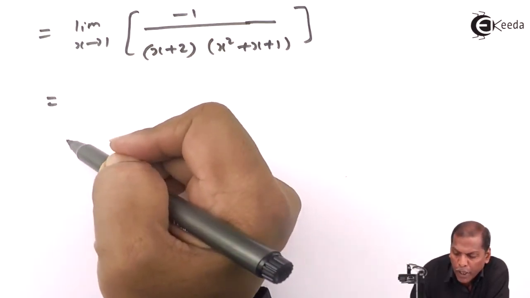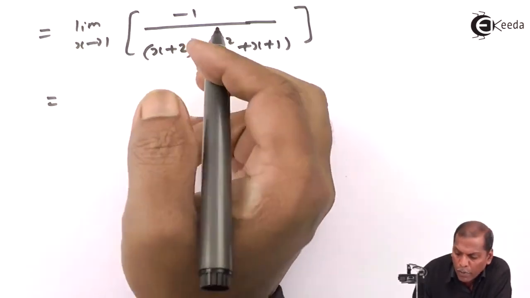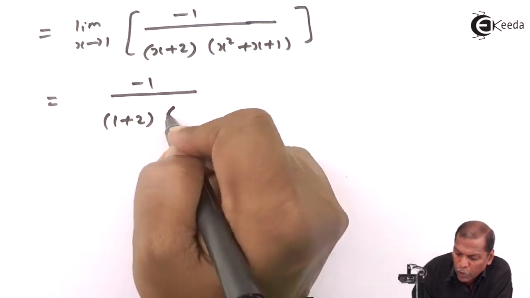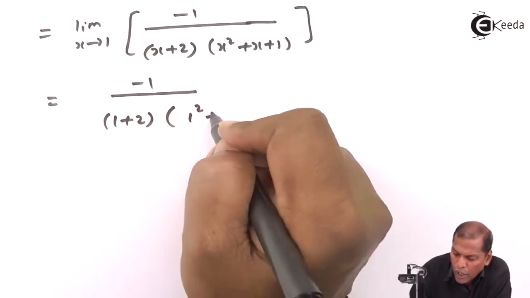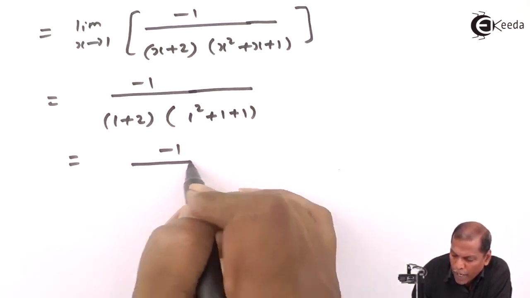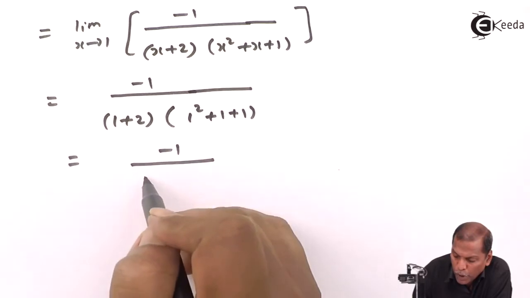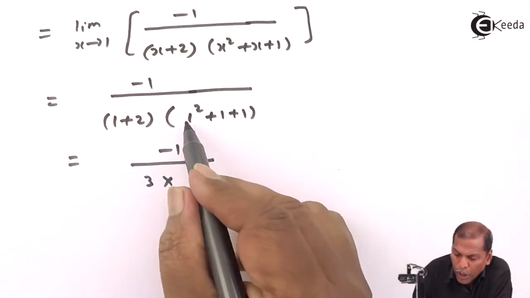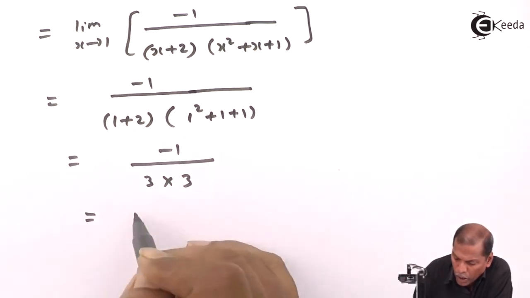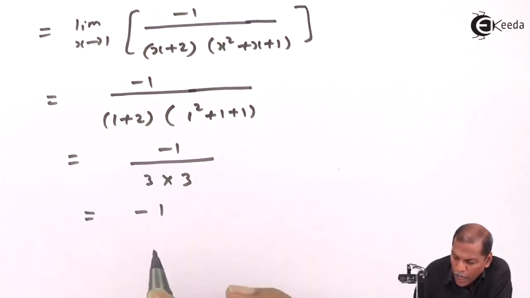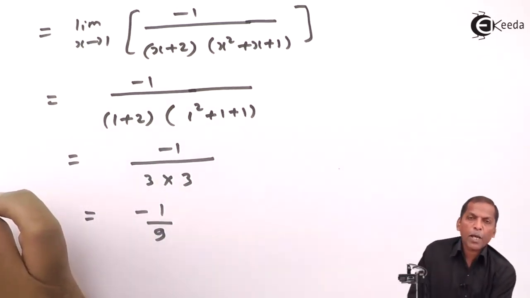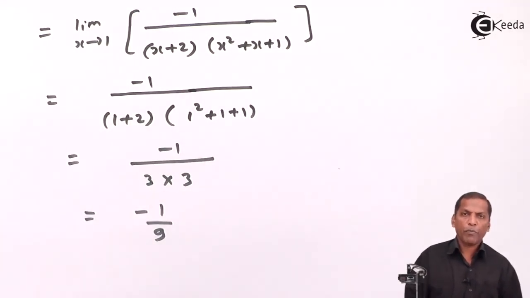Finally, we put x equal to 1 as the limit. So we have minus 1 upon 1 plus 2, next bracket 1 square plus 1 plus 1. That is equal to minus 1 upon 3 into 3, since 1 plus 2 gives 3 and 1 square plus 1 plus 1 gives 3, and that is equal to minus 1 upon 9. So this is the required solution for the given problem. Thank you.